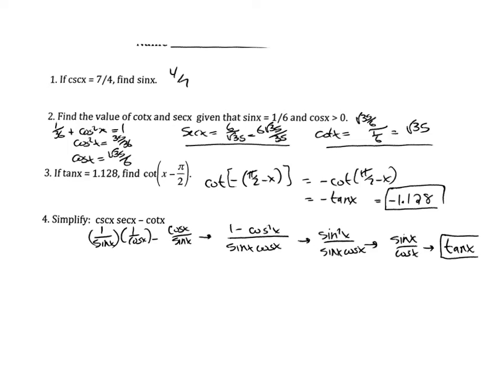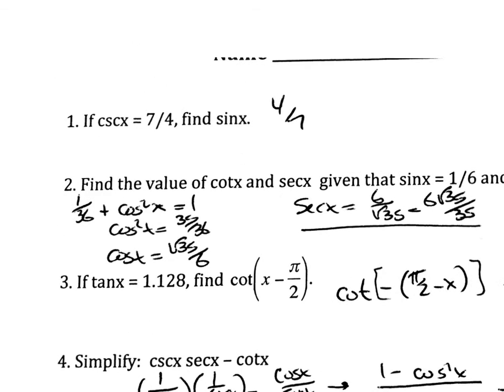All right, let's get you ready for tomorrow's test here. Going over the practice test. Start with number one. Number one says if cosecant is 7/4, find sine. You should know by now they are reciprocals of each other. So whatever they give you for cosecant, sine is the reciprocal. Don't miss that one tomorrow.